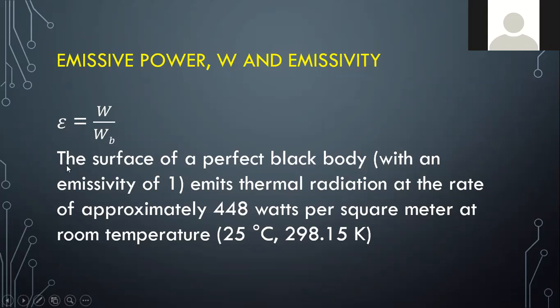Okay? So, sabi dito sa statement, the surface of a perfect black body with an emissivity of 1, yun yung definition natin, another definition of black body, emits a thermal radiation of approximately 448 watts per square meter at a room temperature of 298.15 Kelvin. Okay. So, imagine nyo, no? Relatively mataas yan, no? 448 watts per square meter at 25 degrees. This is at room temperature.